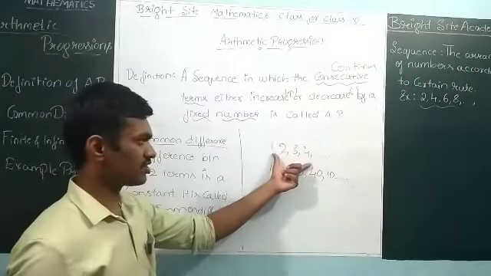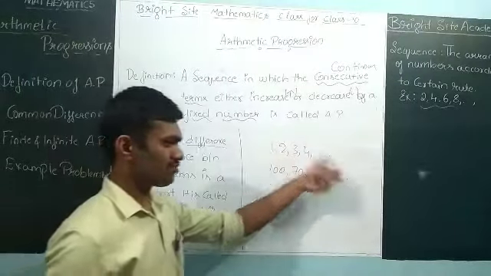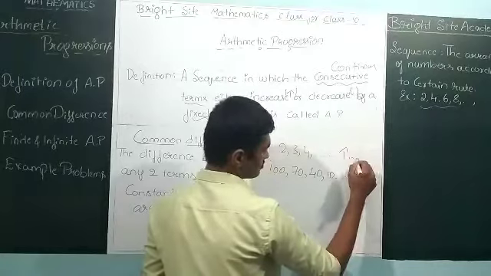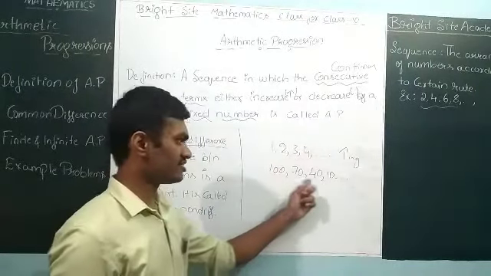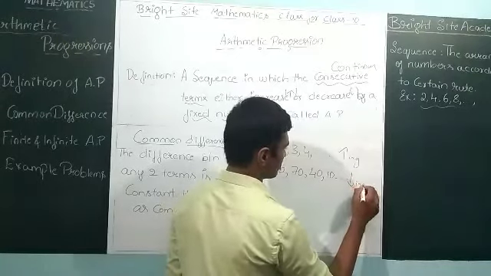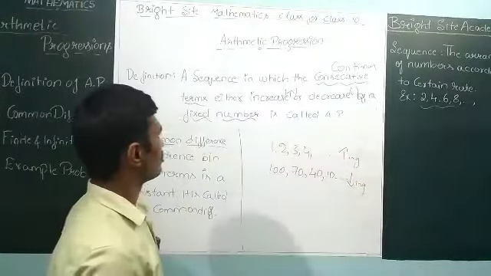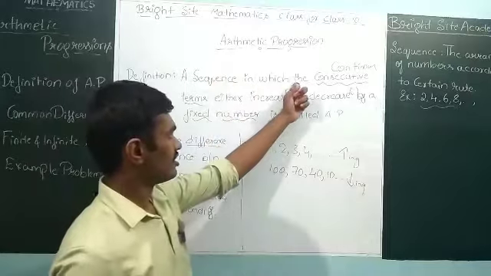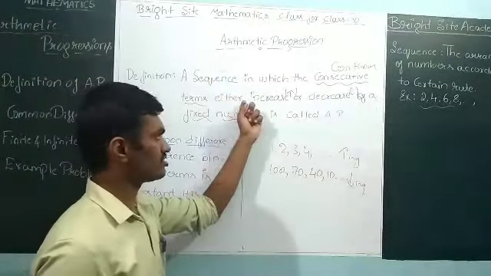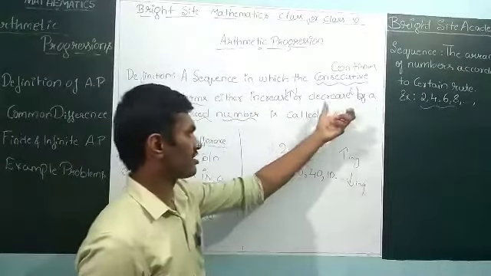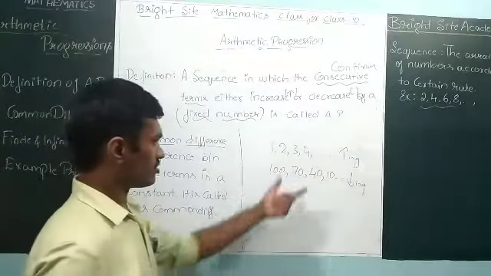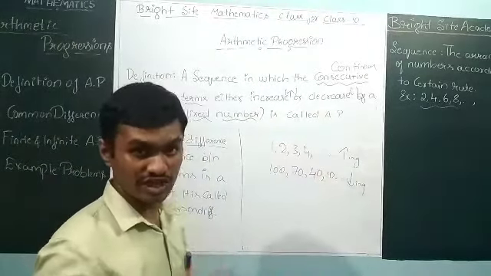Here you can observe 1, 2, 3, 4. It goes on increasing, right? And here 100, 70, 40, 10 is decreasing, right? So a sequence in which consecutive terms should increase or decrease by a fixed number. It is increasing because of a fixed number.